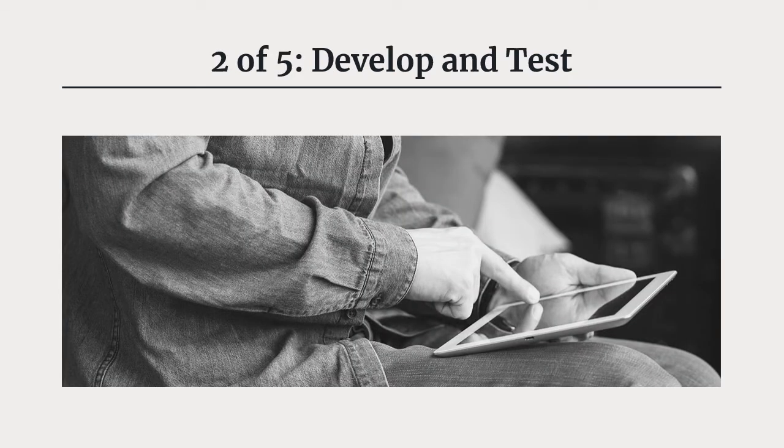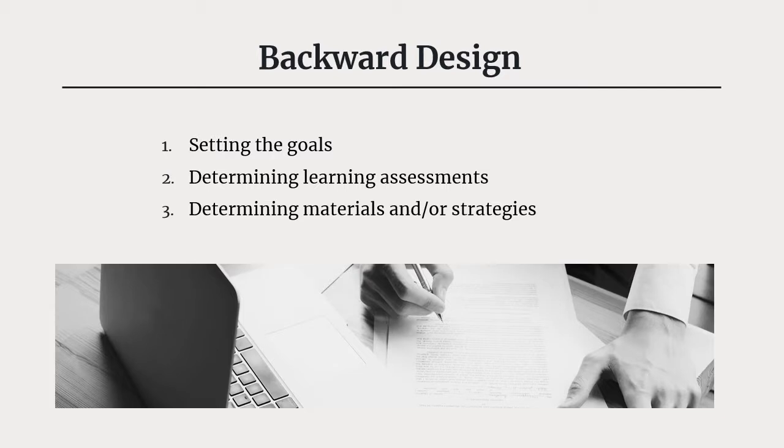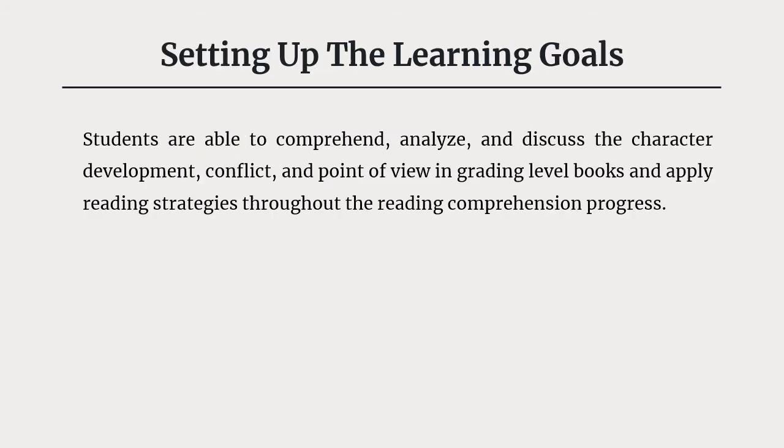Right, the second point is develop and test. So the first one that is going to be discussed is backward design. We have 3 points here. The first one is setting the goals. Second, determining learning assessments. And then the last one is determining materials and or strategies. Alright, in setting up the learning goals, students are able to comprehend, analyze, and discuss the character development, conflict, and point of view in graded level books and apply reading strategies throughout the reading comprehension process.